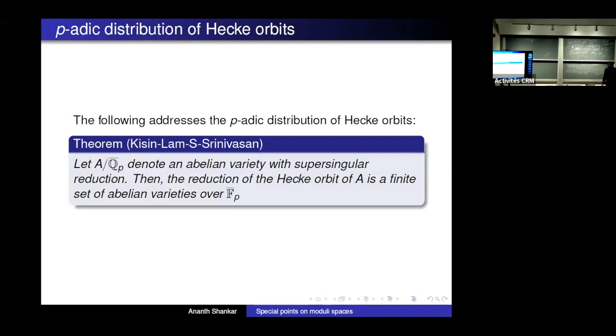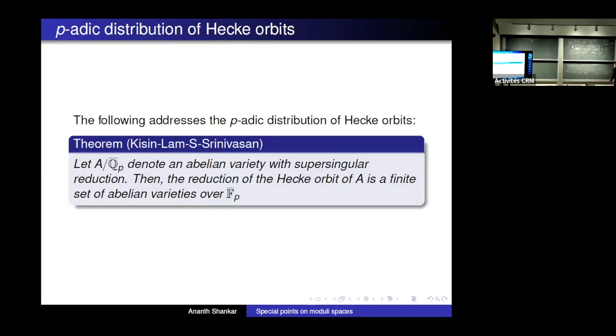I think that the problem is that you're not telling us what you think T mod p is. Your definition of T mod p is not the reduction of the Hecke correspondence from characteristic 0. It's a different thing. Correct.